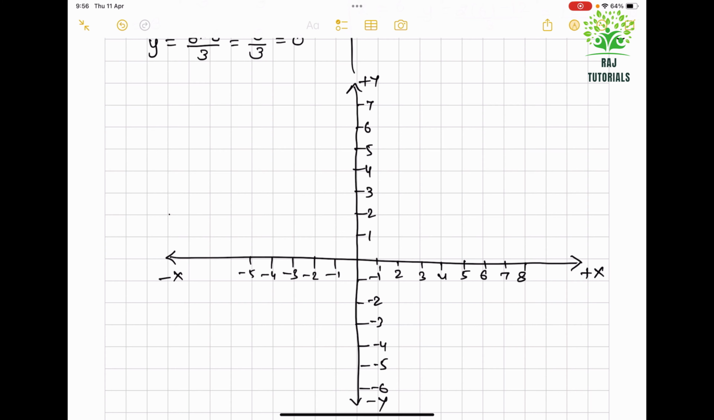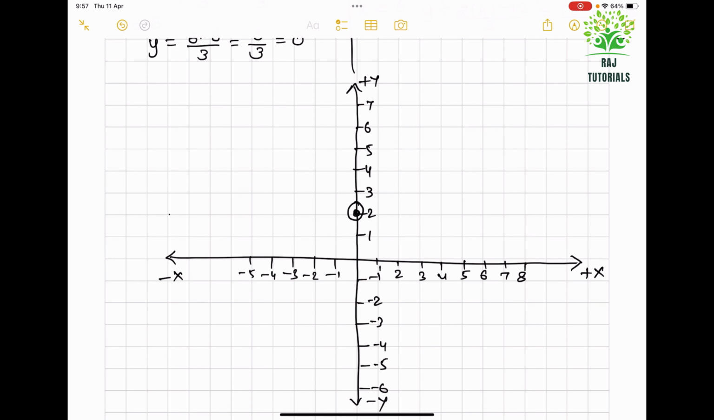Now for the first line, I am taking the points with black ink. So first point was 0, 2. So x is 0 and y is 2. So that point will be here. So I will be marking this with black.